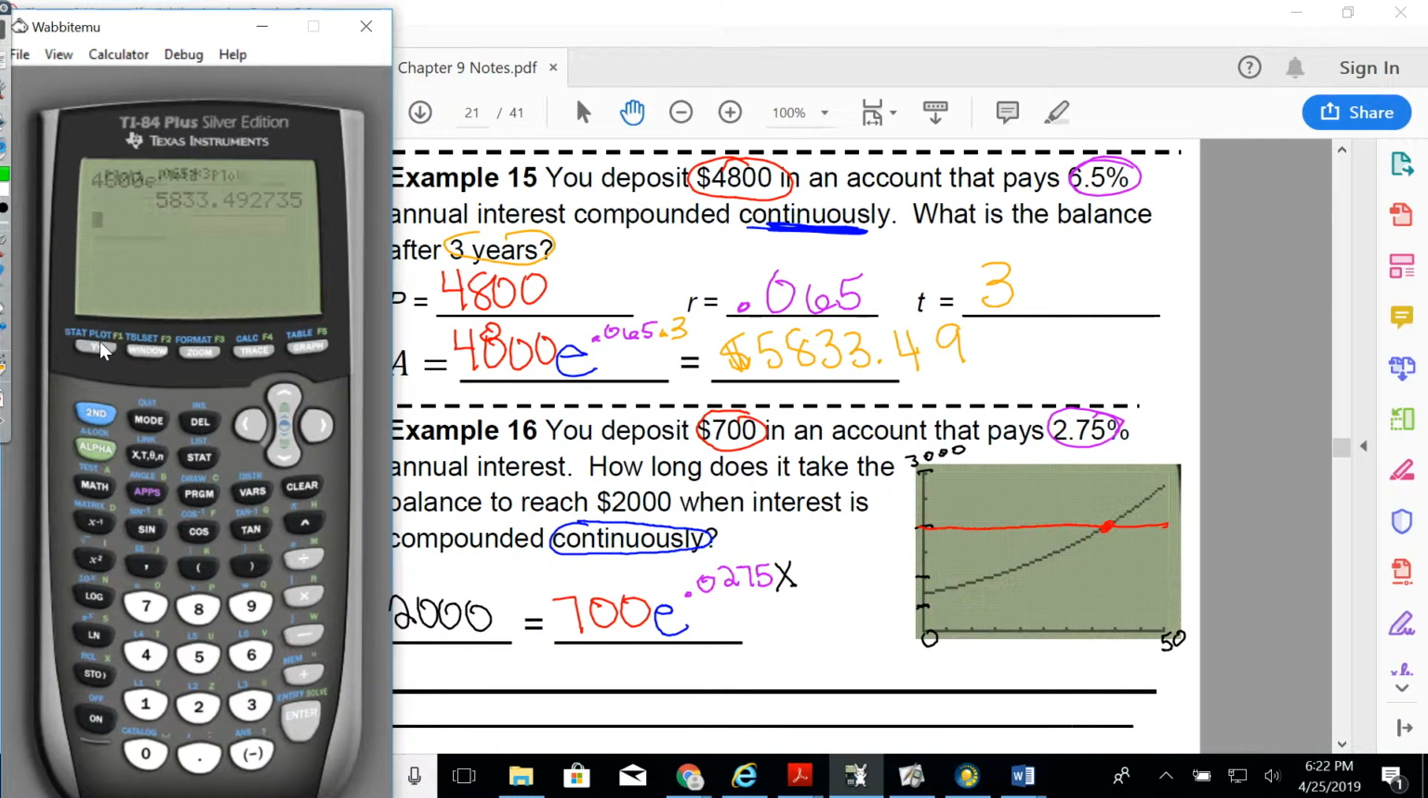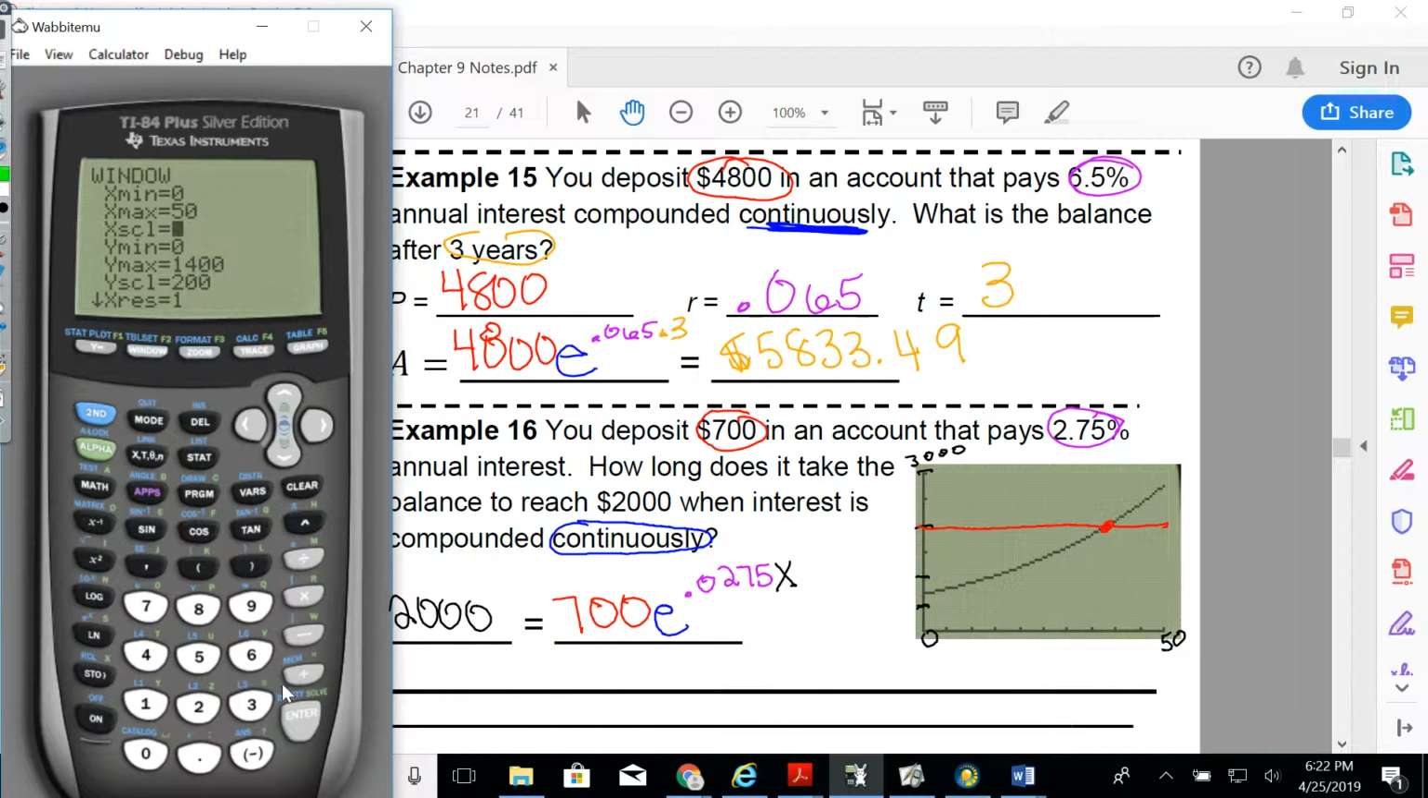Over here in y equals, let me clear this last one. We want to do 700 e to the 0.0275 times x, and we want to know when that reaches 2,000. If we just hit graph, it's probably not going to be the window that we want from before. So I'm going to go through and change it to 0 to 50.